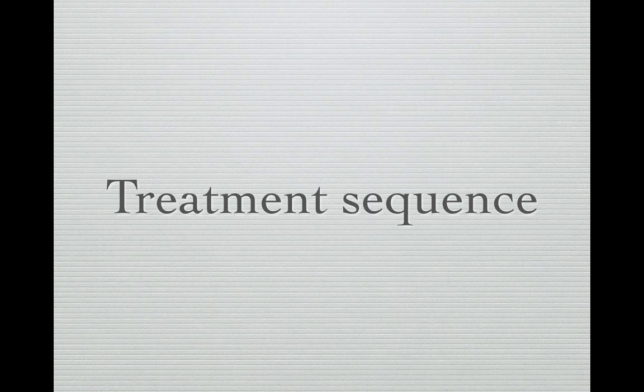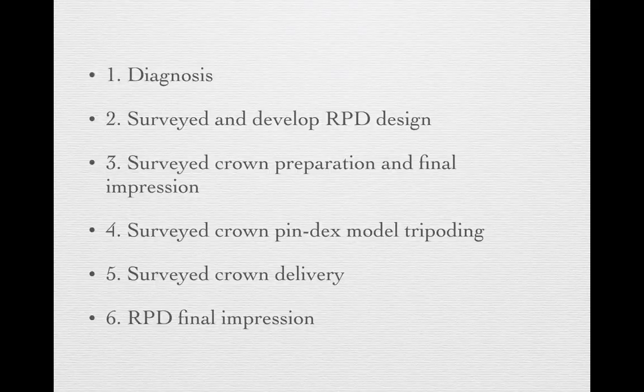Now we will talk about the treatment sequence related to the survey crown and the RPD. So first, we should do a diagnosis. The second is to do a survey and develop the RPD design. Then we have to do the survey crown preparation and final impression. Then you send it to a lab, ask them to pour the Pindex model, and then you do a tripoding again. Later, you send the tripoding model to the lab, ask them to make the survey crown. Then you deliver the survey crown. Finally, you start your RPD procedure.